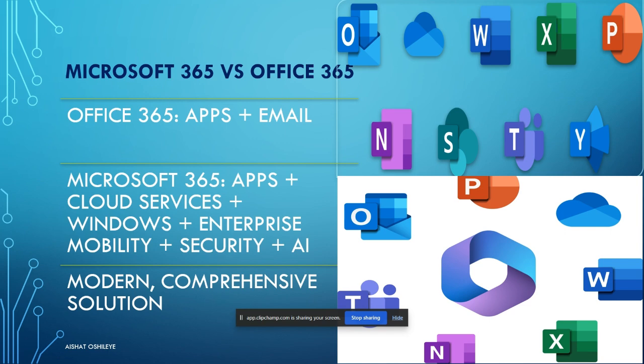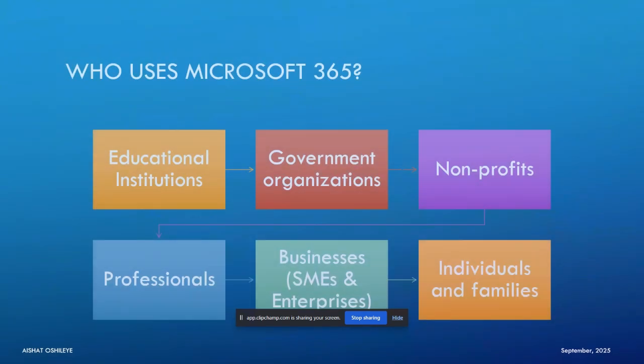Microsoft 365 versus Office 365. Many people still ask, what is the difference between Office 365 and Microsoft 365? Office 365 was mainly about the Office applications and email, talking about Word, Excel, PowerPoint, and Outlook. Microsoft 365 is a broader scope. It includes everything in Office 365 with enterprise mobility and security. That includes Windows 10 or 11 services, advanced security features, and tools that support collaboration and mobility. Think of Microsoft 365 as the next evolution. So it encompasses a modern and comprehensive solution.